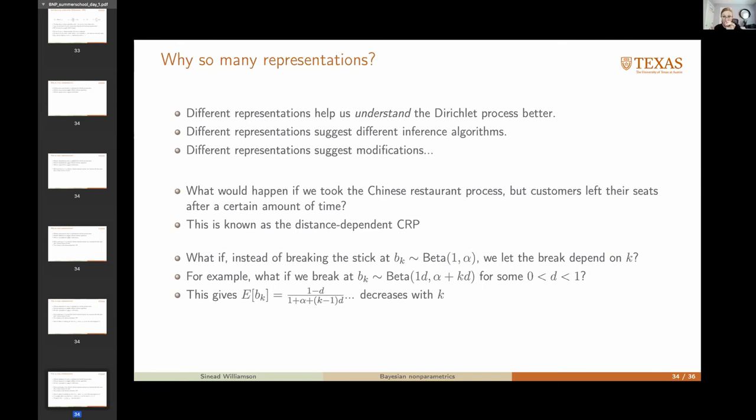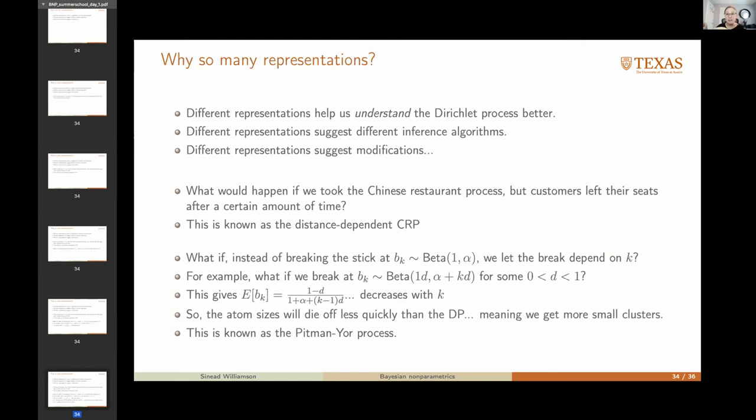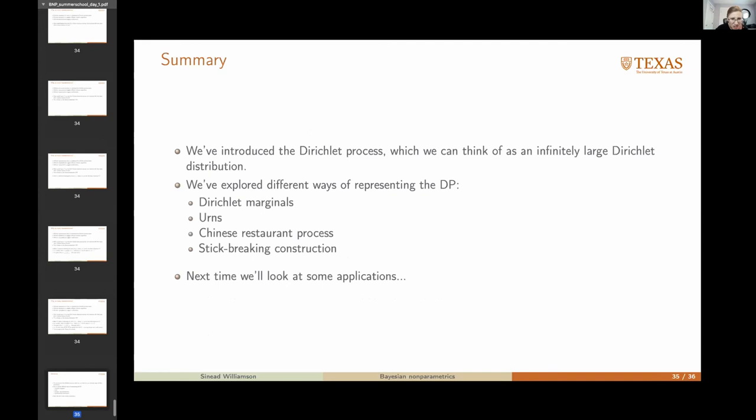And that's going to give us more low occupancy clusters. And that's something known as the Pitman-Yor process. And it actually is a really good match for a lot of things that we see in data where we have a lot of low probability things. So it's a really good match for language, where we tend to follow a Zipf distribution. So we'll talk about some of these modifications and some applications on Friday.